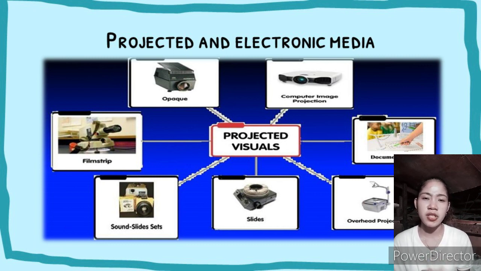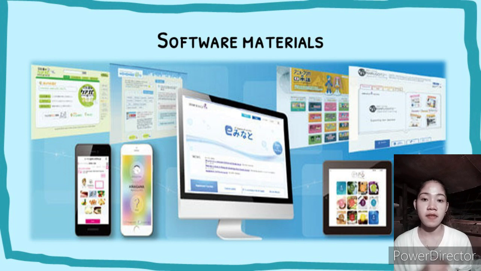So this group of materials requires the use of electronic devices. The fourth one is the software materials that consist of audio tapes, video tapes, slides, film strips, and so on. Hardware materials are, for example, the audio tape recorder, slide projector, film projector, overhead projector, and so on and so forth.